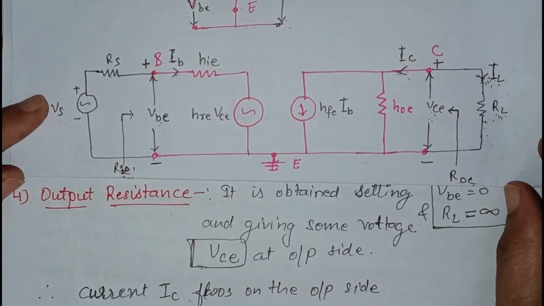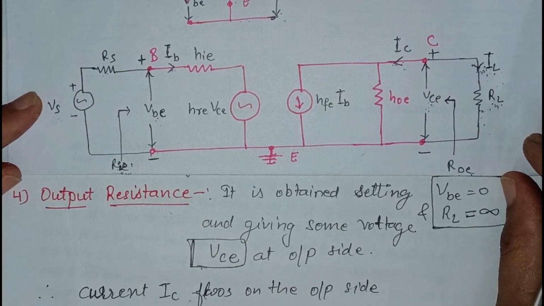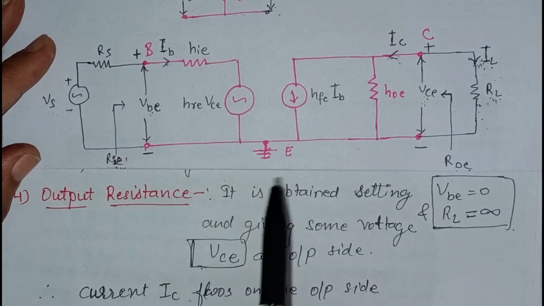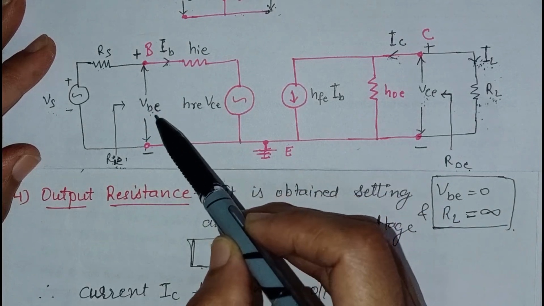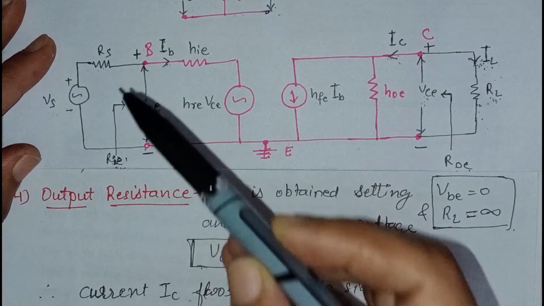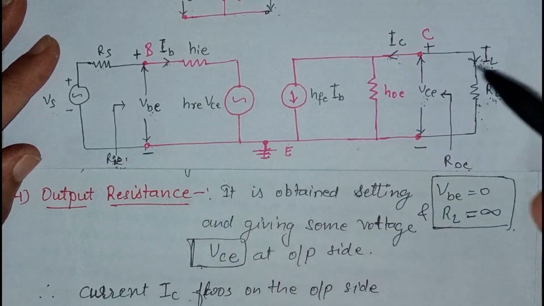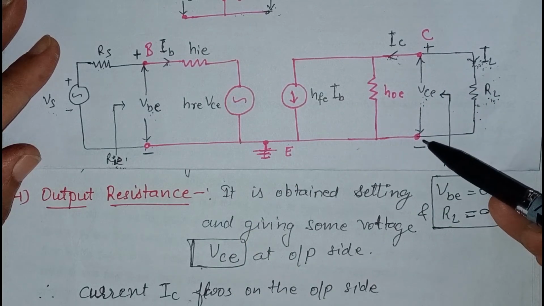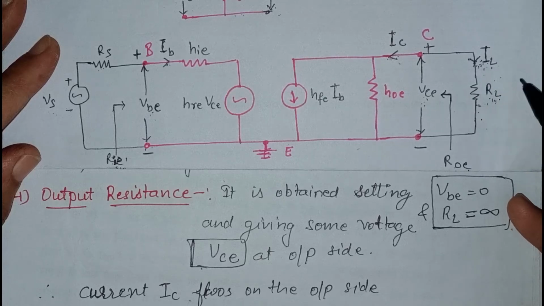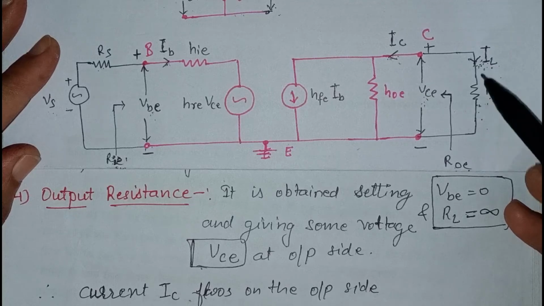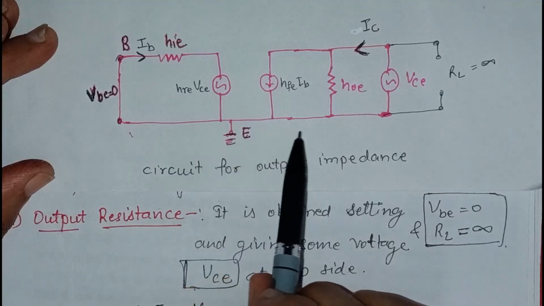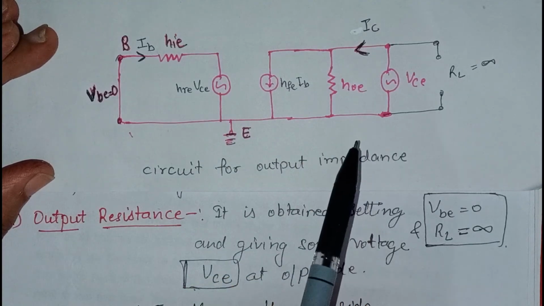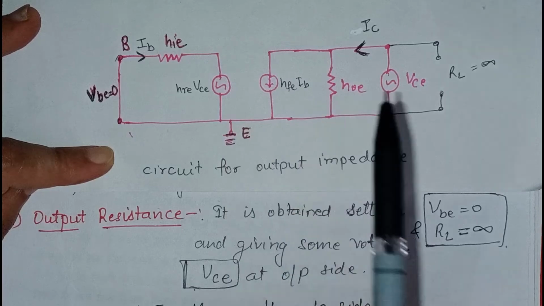This is the hybrid model of the transistor amplifier in CE configuration. To derive the output resistance of any electronic circuit, first of all we will reduce the input voltage to 0, which means we will short circuit the input terminal and apply a voltage source at the output terminal. We will also reduce the load conductance to 0, which means we will open the circuit so the load resistance equals infinity. So I have redrawn the circuit to find the output resistance.